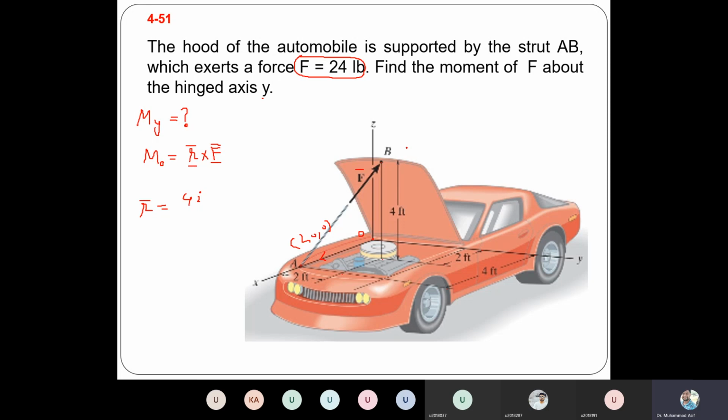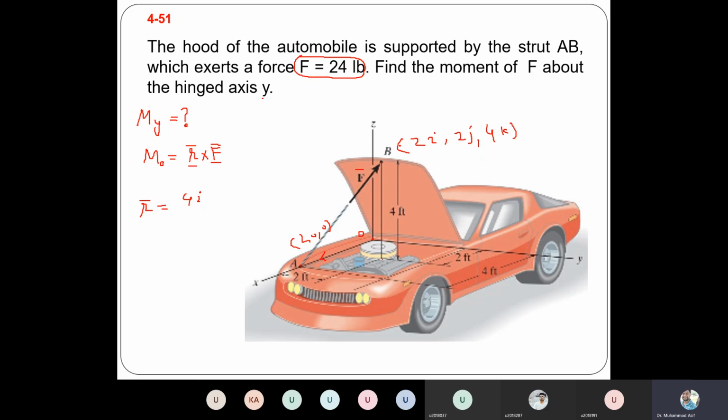And then what are the coordinates of B? The coordinates of B are 2i, 2j, and 4k. So these are the coordinates of B.